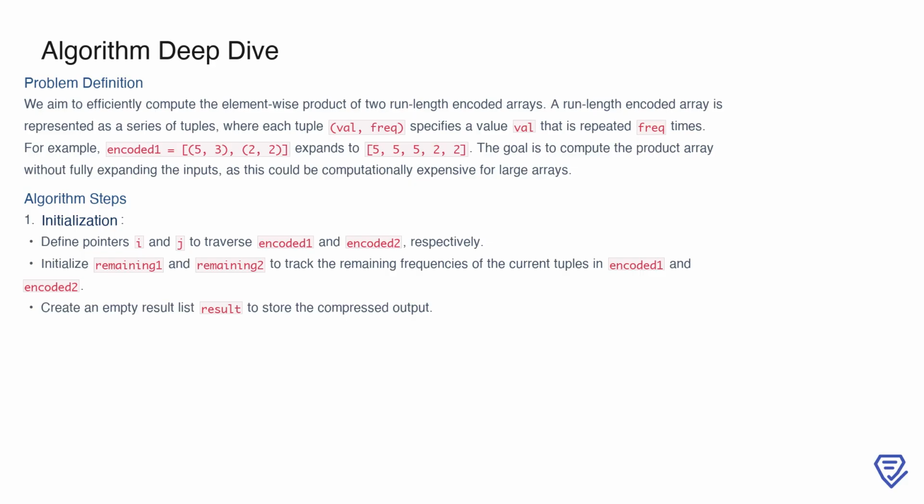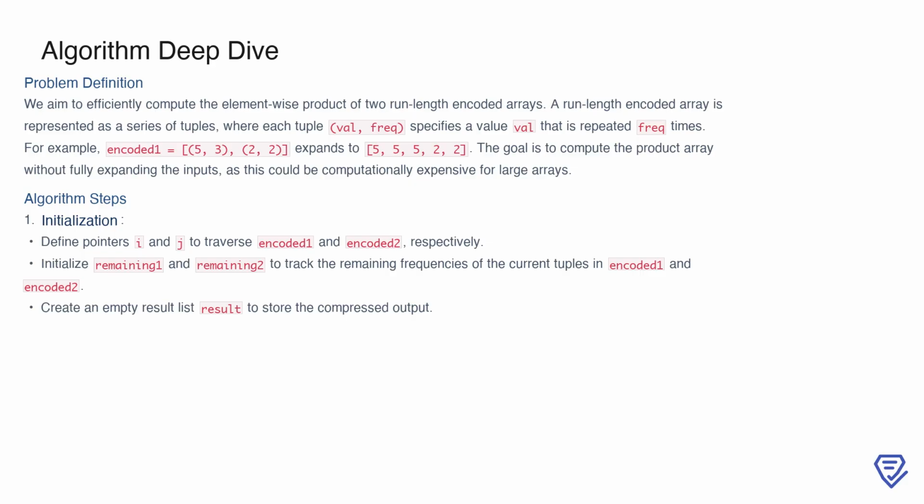In this problem, we need to compute the element-wise product of two run-length encoded arrays efficiently. A run-length encoded array is represented as a sequence of tuples, where each tuple consists of a value and its frequency. For example, the array (5, 3), (2, 2) would expand to 5, 5, 5, 2, 2. However, fully expanding these arrays can be computationally expensive, especially when the frequencies are large. Our goal is to calculate the product array in a compressed form, avoiding full expansion.